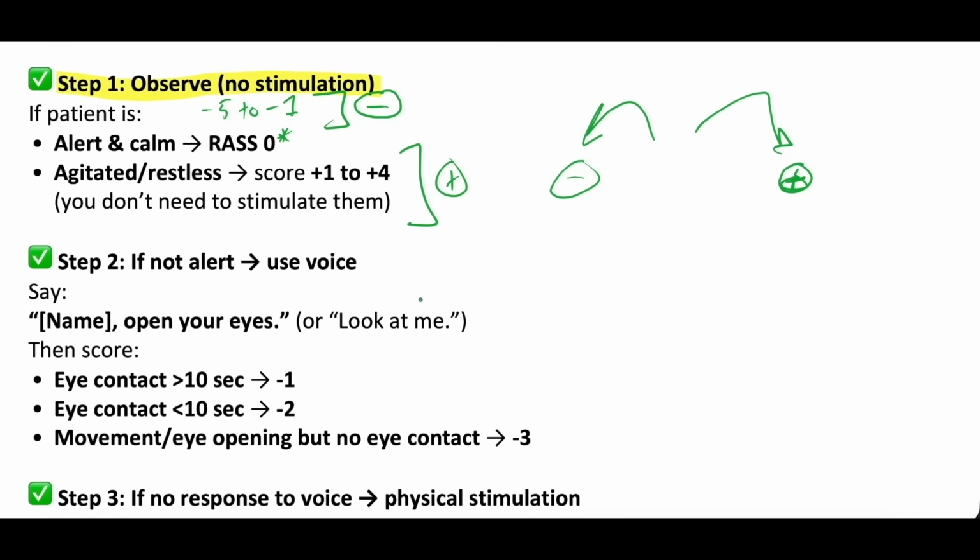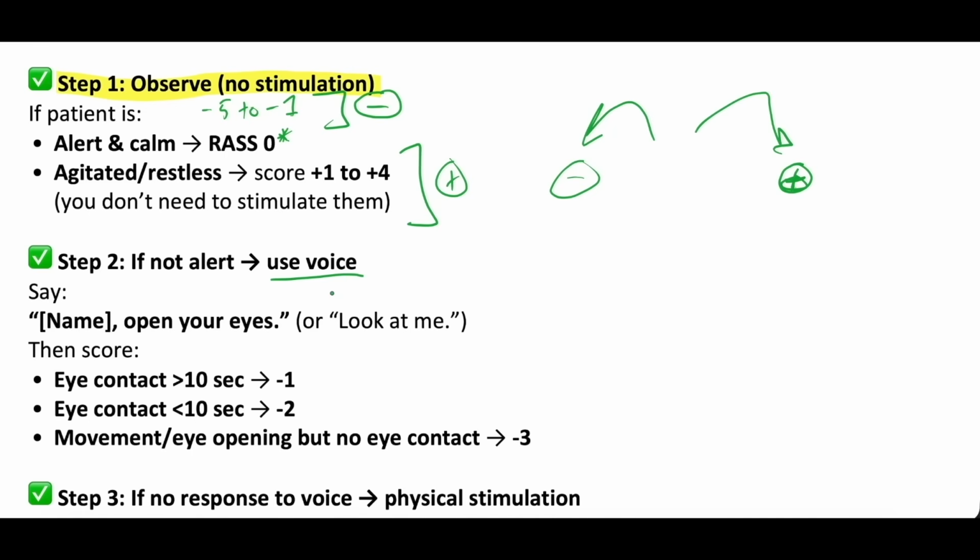So then step in and use voice. Use your voice. Say, open your eyes. What's your name? Look at me. And, I guess we should rewind. If they are not awake and alert when you're just observing them, this is when voice is helpful, right? If the patient's in there flailing around screaming, you don't need to say, open your eyes, look at me, because you already know the RASS is on the plus side.